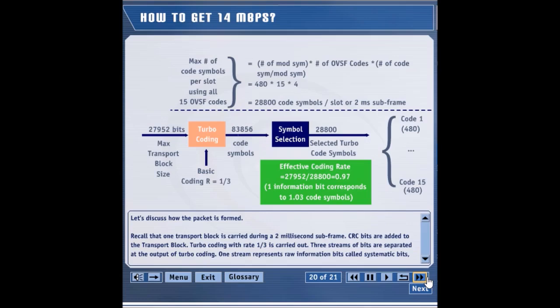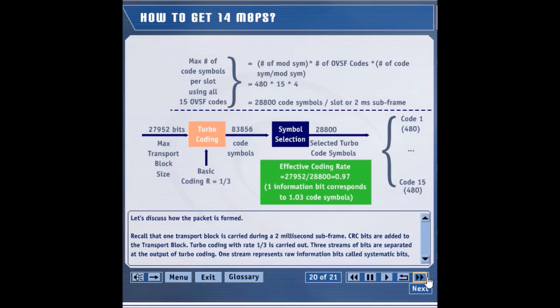The standard defines the transport block size to be 27,952 bits. Since one transport block is transmitted in a 2 millisecond subframe, the data rate is 27,952 bits divided by 2 milliseconds, which is approximately 14 megabits per second.